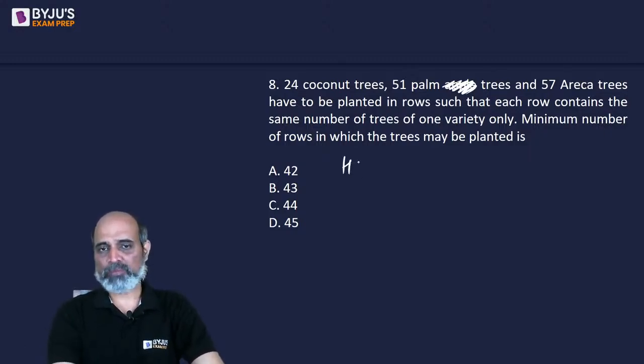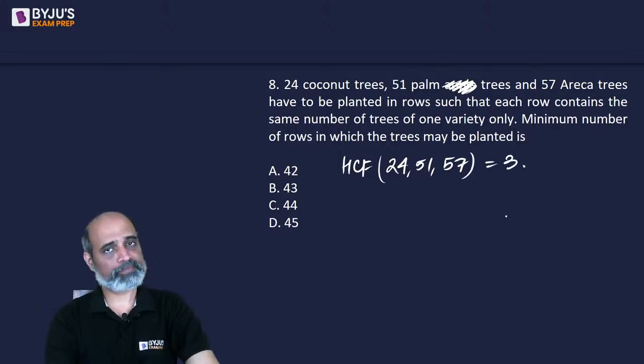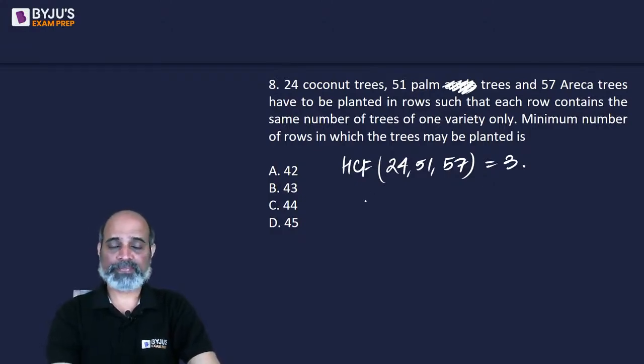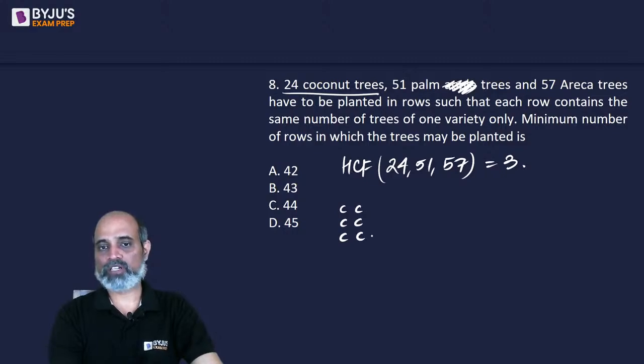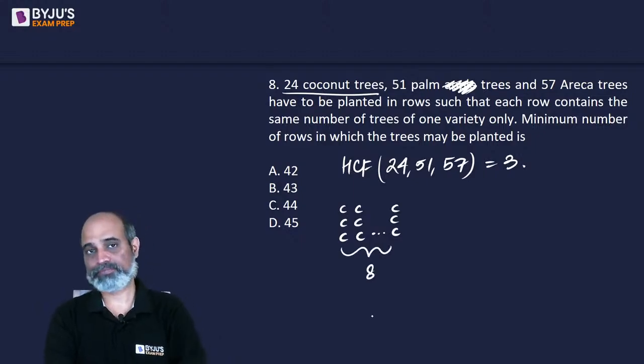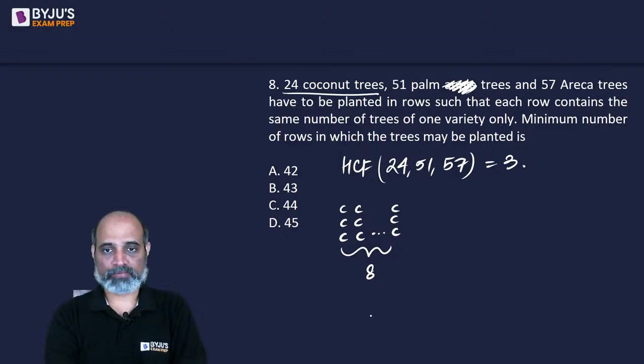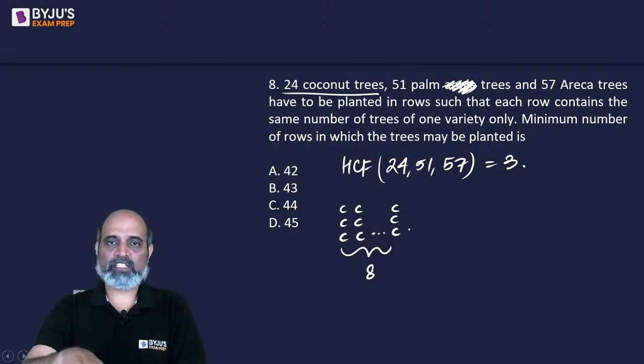So if you look at the numbers 24, 51 and 57, take their HCF, which is going to be 3. 3 is the largest number which will divide all 3 numbers. Now this 3 means that if I look at 24 coconut trees and plant 3 coconut trees in one row, 3 in the next, and 3 in the next, I will have a total of 8 rows. Of course, this looks like columns, so don't worry about that. I am doing this because I have enough space horizontally rather than vertically.